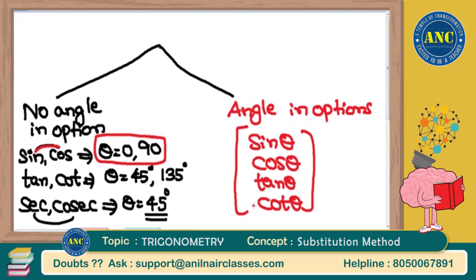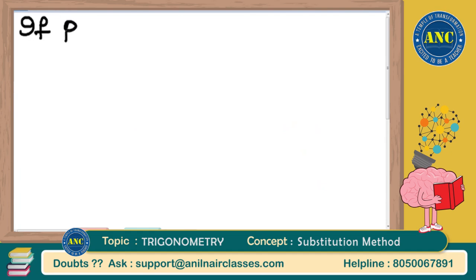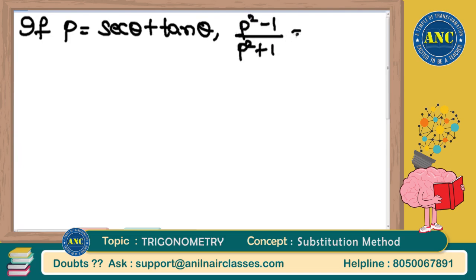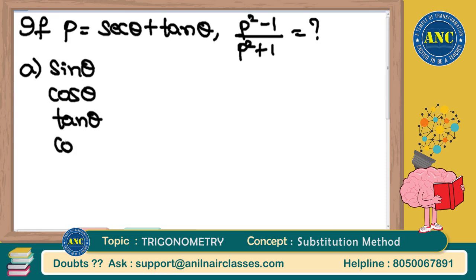Now see here, let us continue solving the questions. Listen carefully, sir. Suppose, for example, P is equal to secant theta plus tan theta. Find the value of P square minus 1 divided by P square plus 1. Your answer options are sin theta, cos theta, tan theta, cot theta.